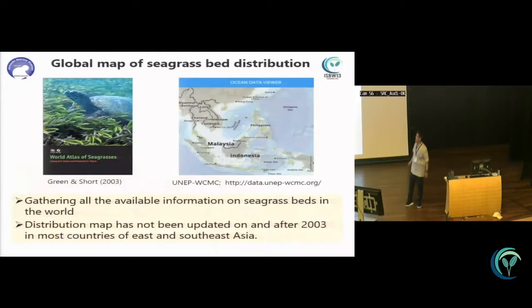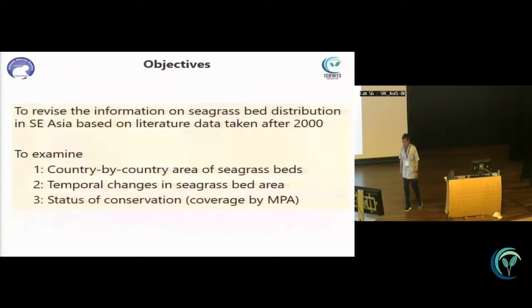For the distribution, we already have some information, especially from the World Atlas of Seagrasses, which is a database in the UNEP-WCMC map, available in open access. You can download the GIS-based map, even for the Southeast Asian regions. But the problem is that in this region, the newest information in WCMC is from 2003, and it has not been updated yet. So we don't know about the current status of seagrass beds in this area.